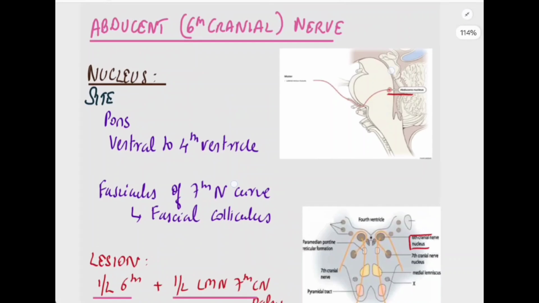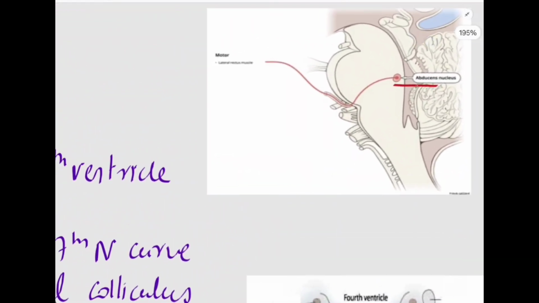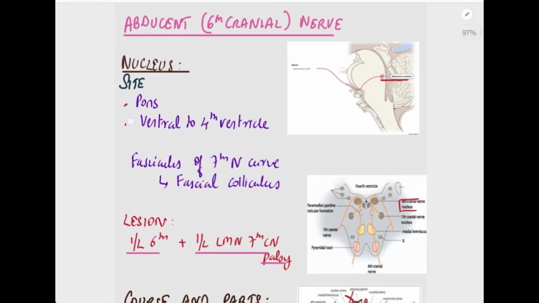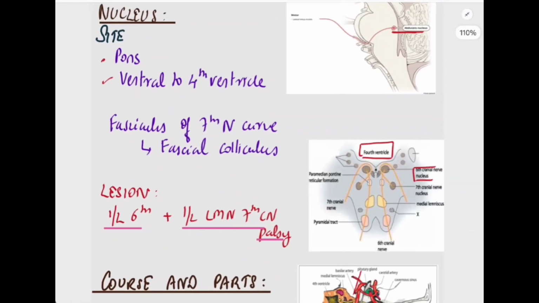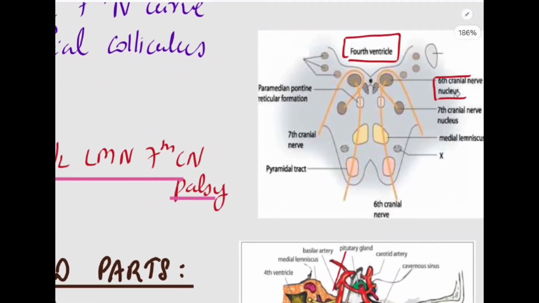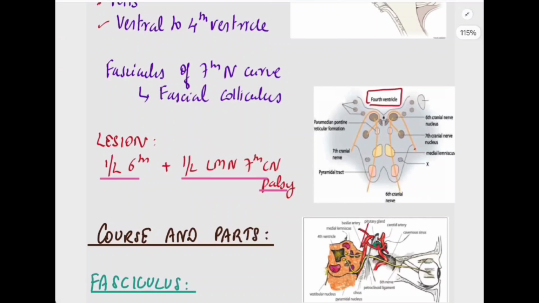Abducens, the sixth cranial nerve nucleus, is situated at the middle level of the pons. The nucleus is situated ventral to the floor of the fourth ventricle, where it is closely related to the horizontal gaze center. The fasciculus of the seventh nerve curves around the abducent nucleus and produces an elevation in the floor of the fourth ventricle known as the facial colliculus.